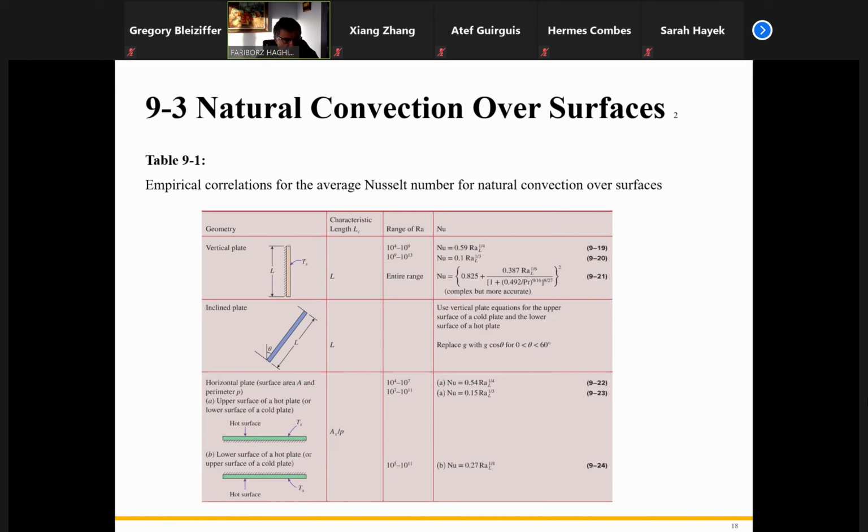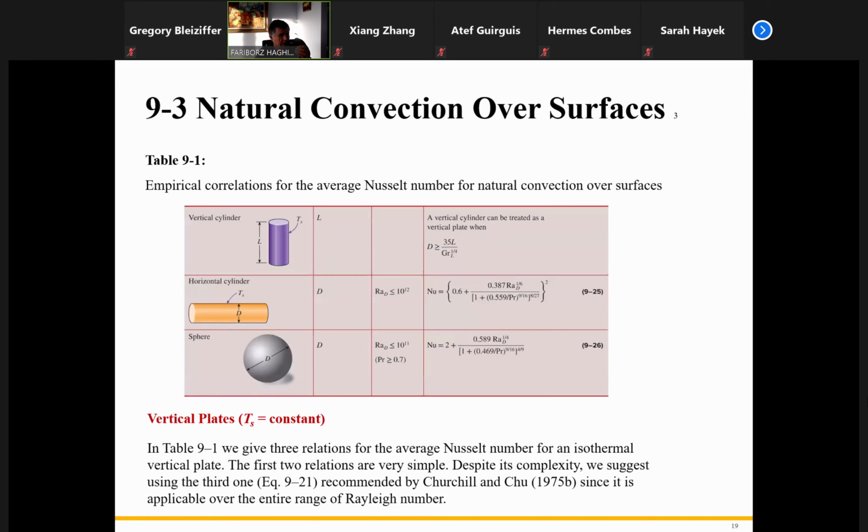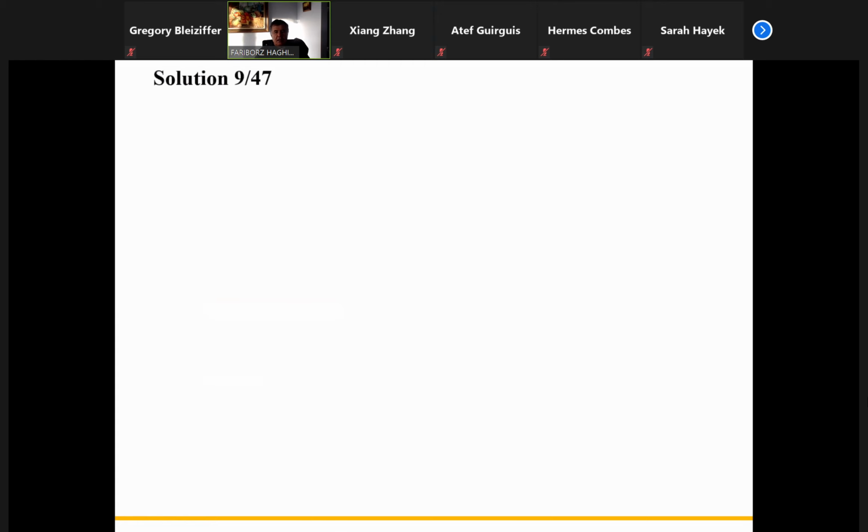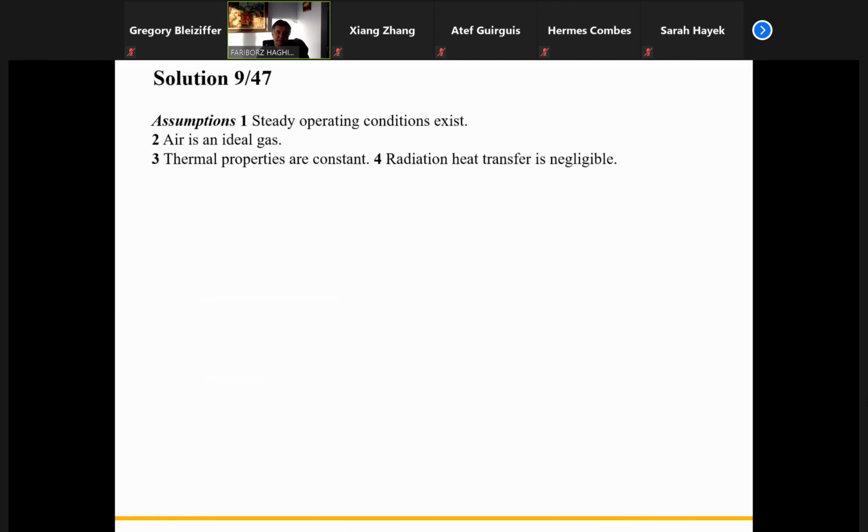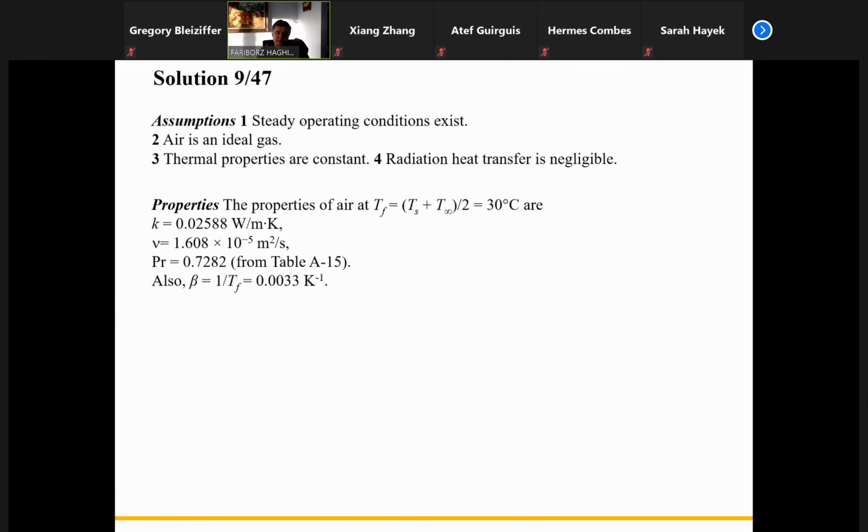Okay, let's go and see where we are. Therefore here, at 30 degrees, kinematic viscosity, Prandtl number, and this is 1 over TF. Remember, this TF is in Kelvin. It means 273 plus 30 degrees becomes 303. Therefore, it becomes 1 over 303. Okay, this is Kelvin.